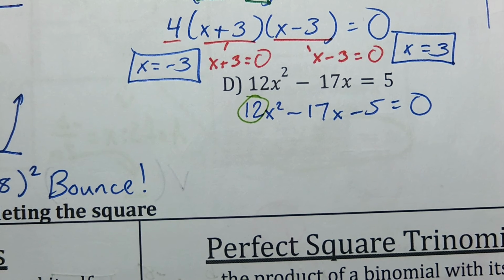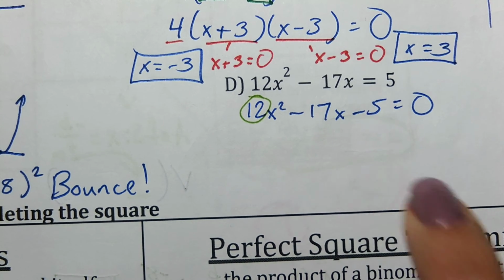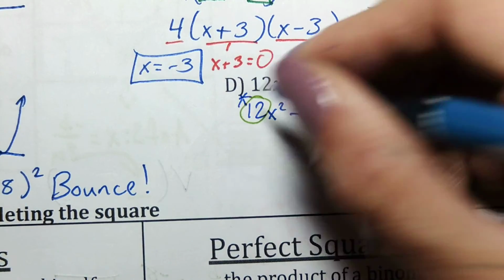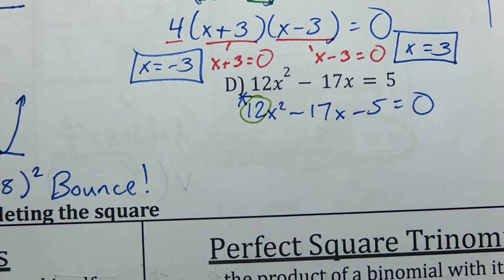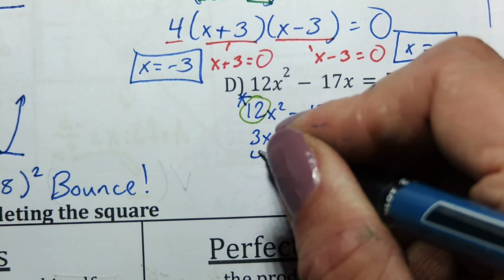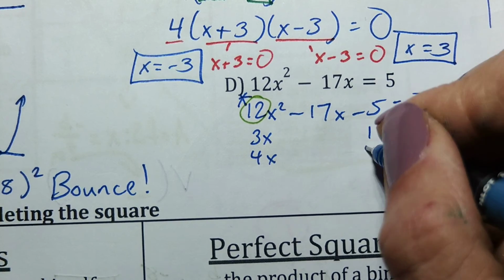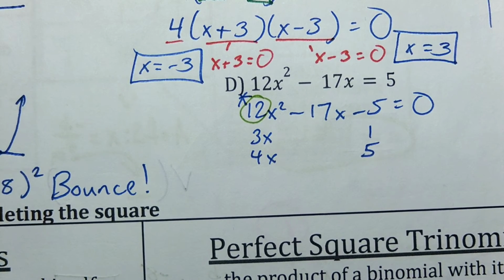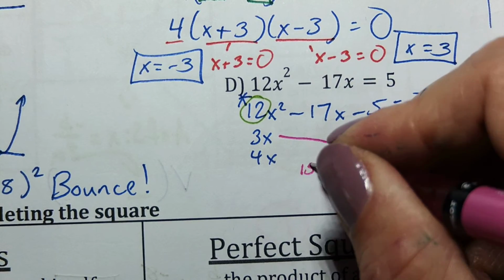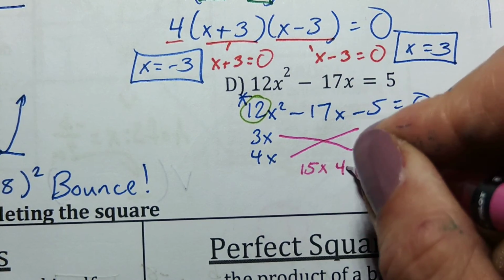And why I'm so sad is 12. How many different pairs of factors do I have for 12? 1 and 12, 2 and 6, 3 and 4. Boo! Now, at least for 5, that end one, we only have 2 possibilities, but let's go ahead and start with factors of 12. I normally start with the numbers that are closer together, like 3x and 4x. Let's just see what that does for us. Factors of 5, 1 and 5. Multiply crisscross, x method. We get 15x and 4x.